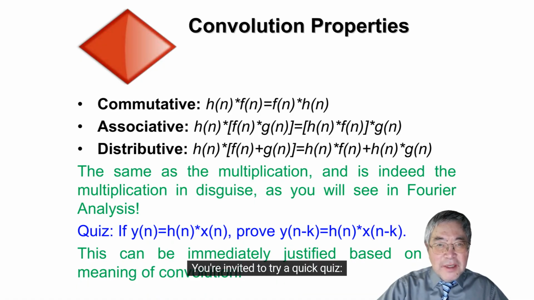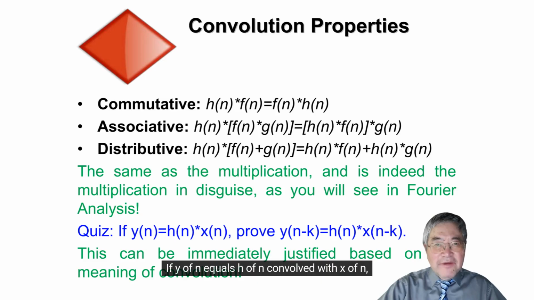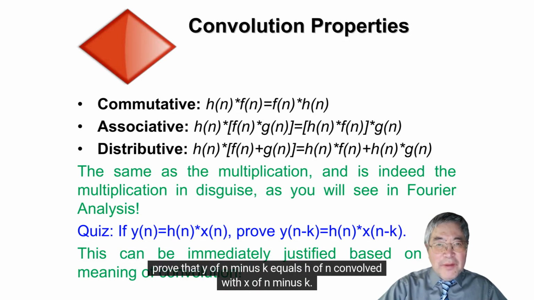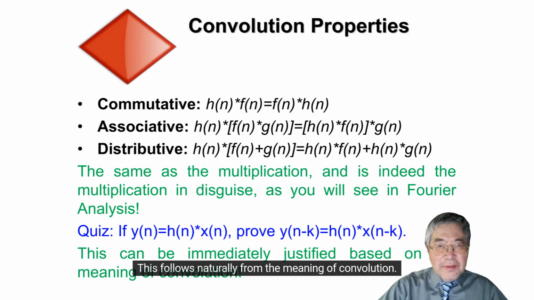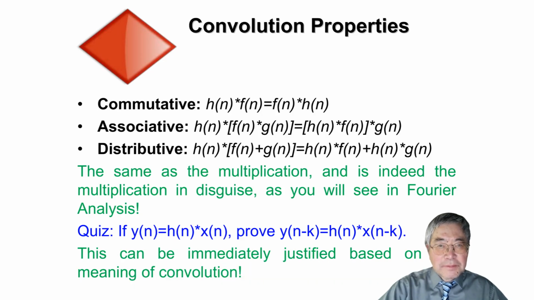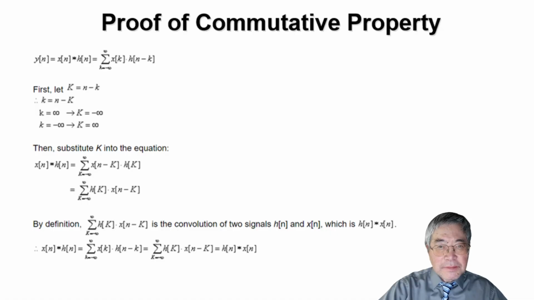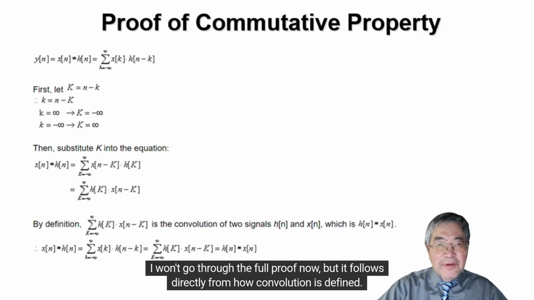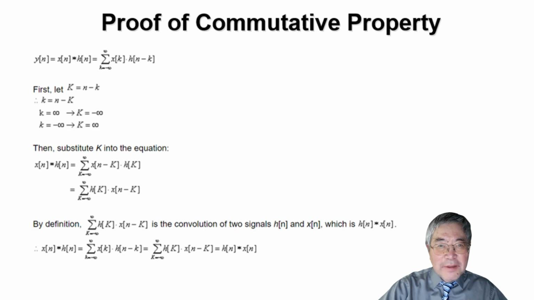You're invited to try a quick quiz. If y of n equals h of n convolved with x of n, prove that y of n minus k equals h of n convolved with x of n minus k. This follows naturally from the meaning of convolution. We can even prove these properties. I won't go through the full proof now, but it follows directly from how convolution is defined.